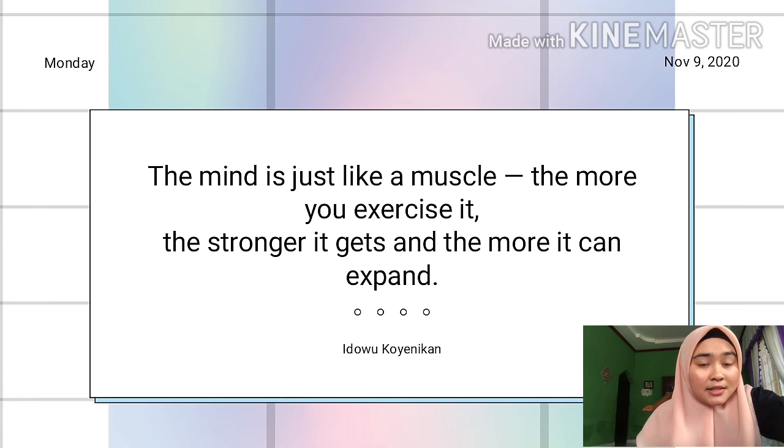The mean is just like a muscle, the more you exercise it, the stronger it gets and the more it can expand.